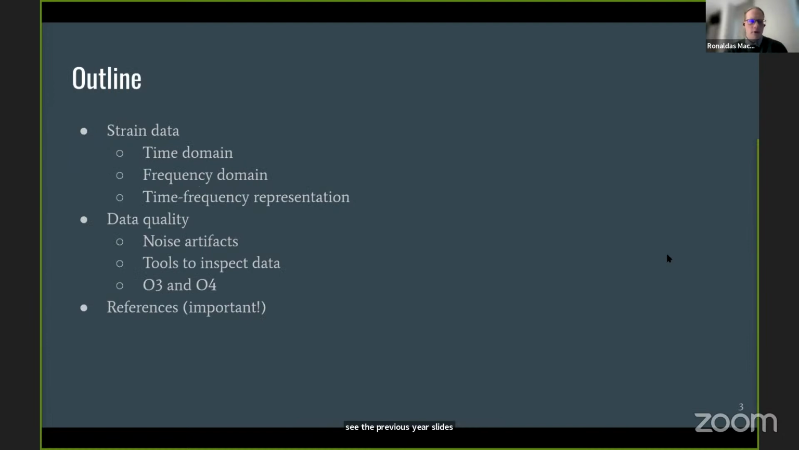So today I will be talking about a short introduction about the strain data. What is the strain data? How does it look in time domain, in frequency domain, also in time and frequency domain? Then I will be talking more about data quality itself. What are noise artifacts, what tools we use to inspect the data quality in gravitational wave detectors, and then I will give a brief summary of data quality in O3 and what we can expect from the next observing run, O4. And then in the end, I will give quite important references.